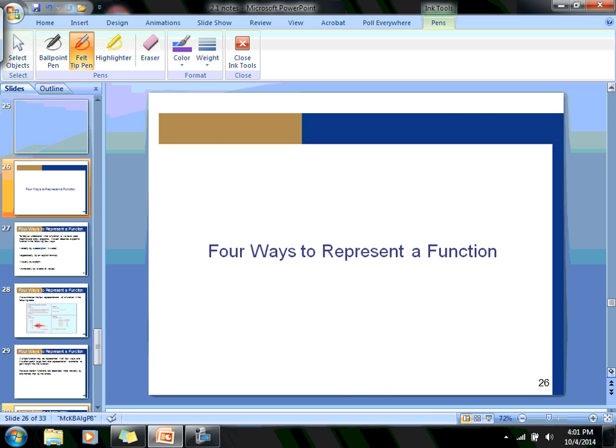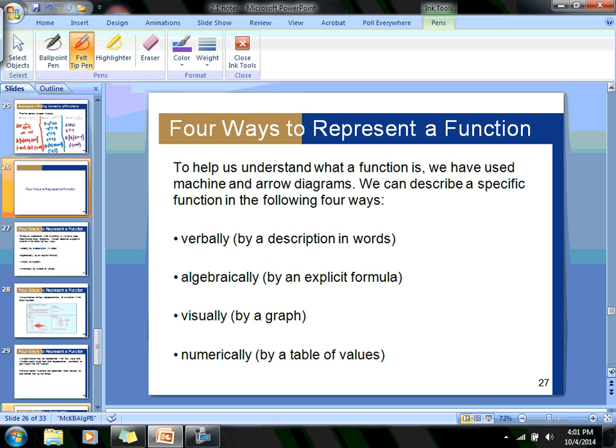So you will see problems like that on your homework, and you'll also see some problems like this, where they're going to talk about the 4 ways that you can represent a function. And this is something that we're going to be doing all year. So we've already talked about how we can draw pictures that look like a machine or look like little bubbles with arrows. But really, there's 4 ways to represent a function.